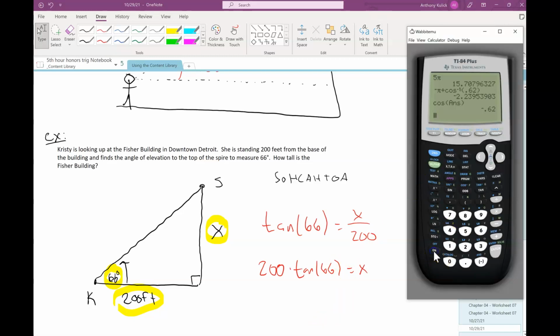Before I type this into my calculator, what do I need to make sure I do? You make sure it's in degree mode, right? I know that the last problems I was using, everything was in radian mode, so I definitely need to switch it. So 200 times tan 66, and about 449 feet.